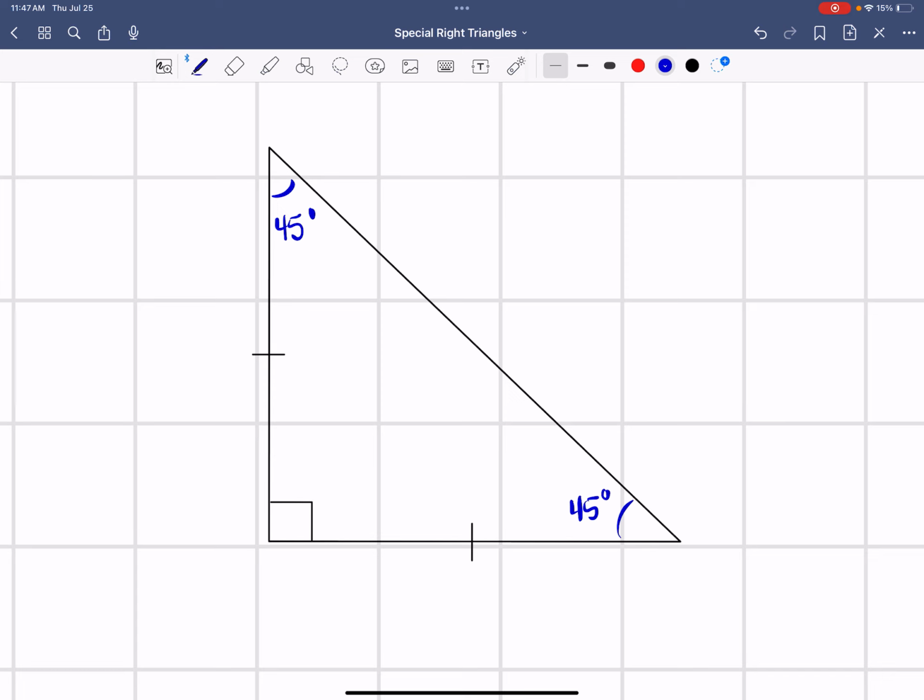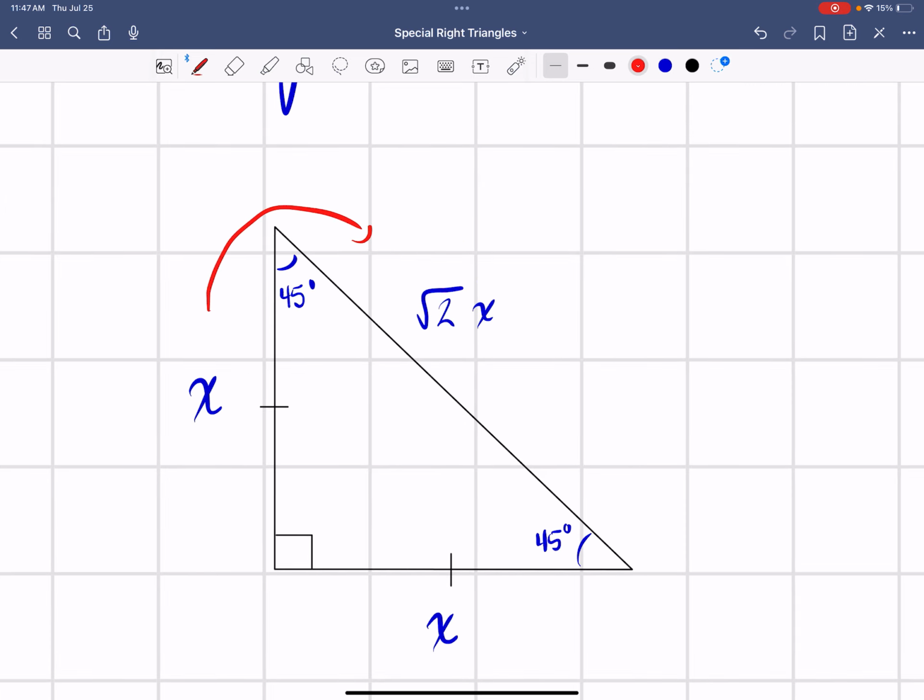Now, this triangle is simpler because it's isosceles. Let's say that one of the legs is x. Well, the other leg will just be x as well, right? The two legs have the same length in a 45-45-90 triangle. The hypotenuse, meanwhile, is root 2 times the length of the legs. So to go from a leg to the hypotenuse, we just need to multiply by root 2. But to go from the hypotenuse back to the leg, well, that's the opposite, so we'll divide by root 2.